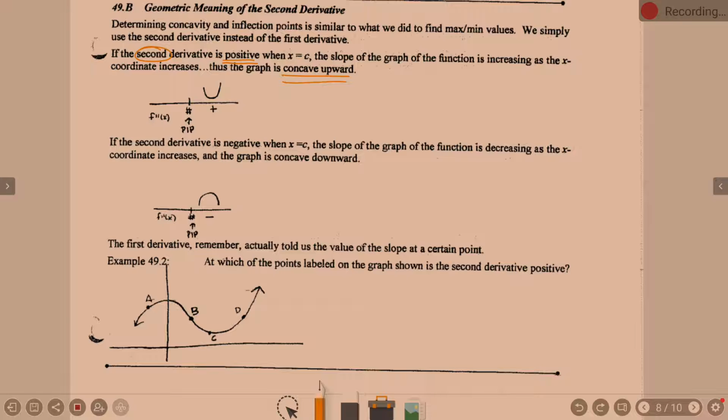The other part of this says if the second derivative is negative when x equals that critical point, then the slope of the graph of the function is decreasing as the x-coordinate increases, and the graph is concave down. Again, we're going to practice this; I think it's more on the next page. So when you have your inflection point and you have negative to one side or the other, it is concave down in that area.